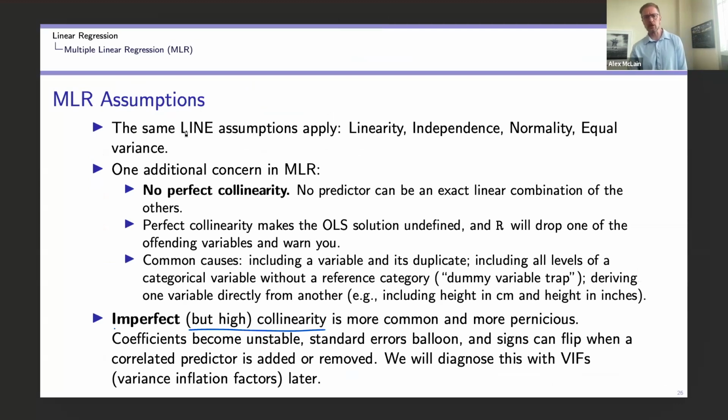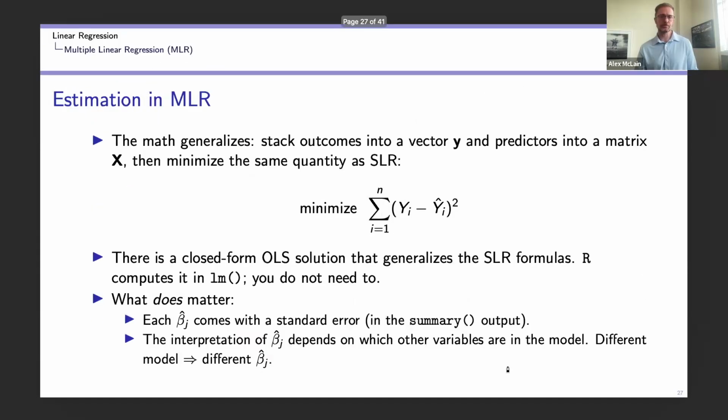So in MLR, we have the same LINE assumptions, but we also have this collinearity issue. When we have X variables that are highly related to one another, we're going to get some strange things that can happen. Signs can flip when a correlated predictor is added or removed. So we'll look at some diagnostics with this as we go on.